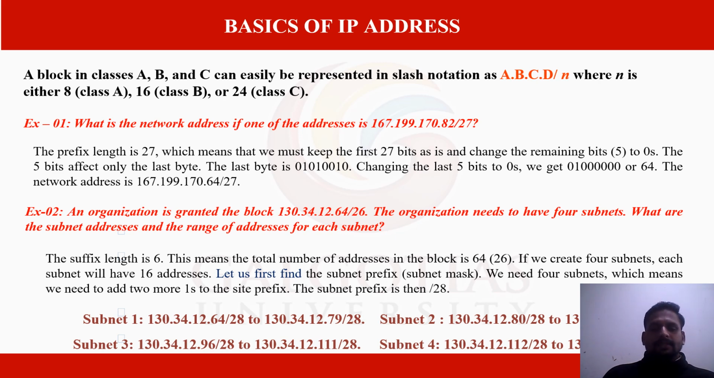130.34.12.96. Okay, sorry, 95, because it is starting from 80. So 80 to 95 gives the 16 address range. And subnet 3 starts from 96 and ends with 111, and subnet 4 starts with 112 and, adding 16 addresses, it will come to 127. So these are the address ranges for each and every subnet here.